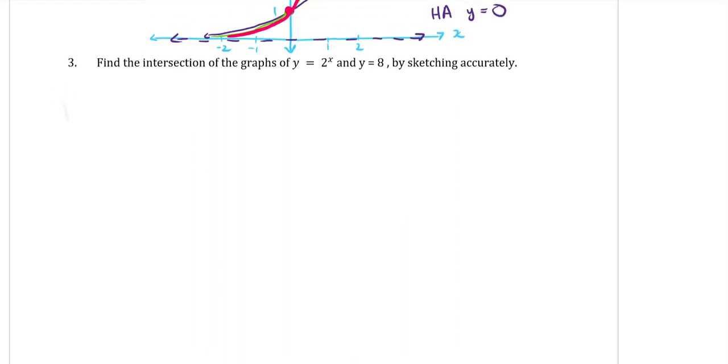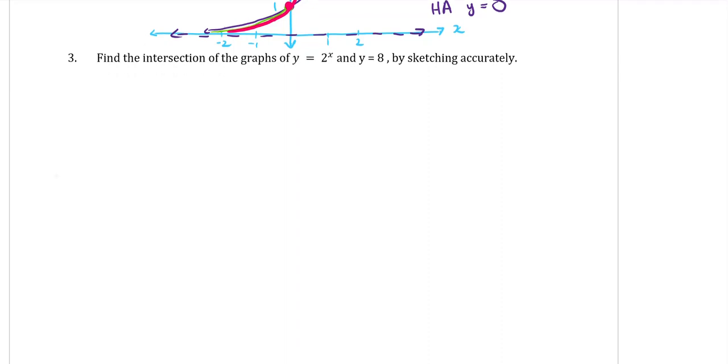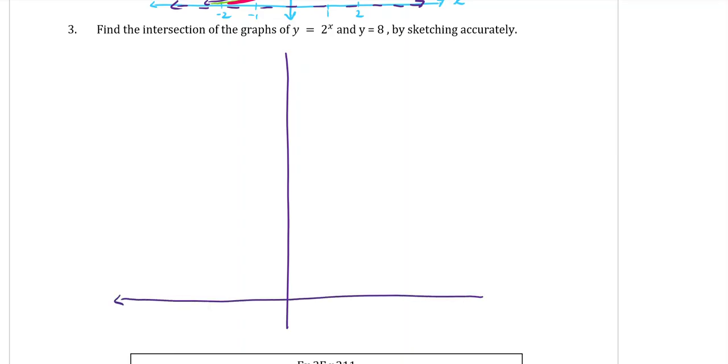Question 3. Find the intersection of the graph y equals 2 to the x, so that's an exponential equation, and y equals 8, that is a straight line. To be more specific, it's a horizontal straight line. And it says by sketching accurately. So using the space provided here, let's draw up a nice big graph. y equals 2 to the x is again all positive, so I'm drawing my x-axis nice and low. And I know that I need to get to y equals 8. So 1, 2, 3, 4, 5, 6, 7, 8. That's where y equals 8.